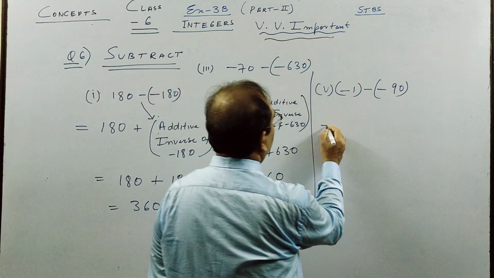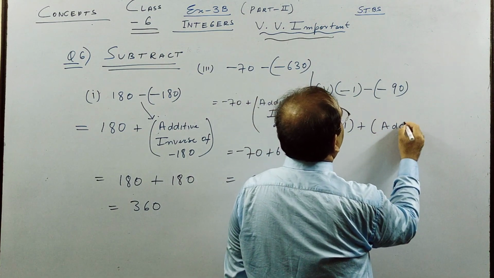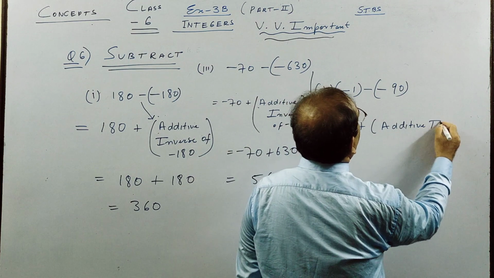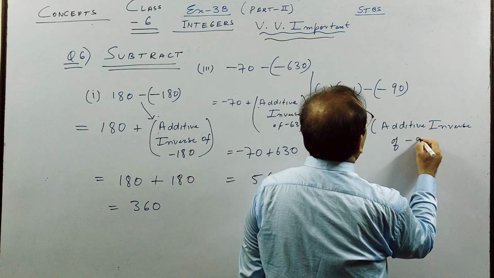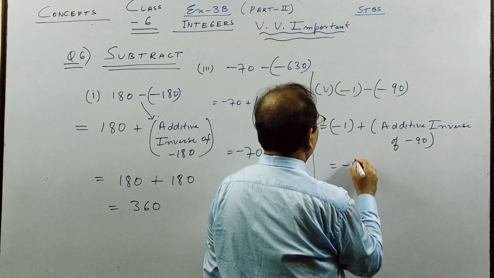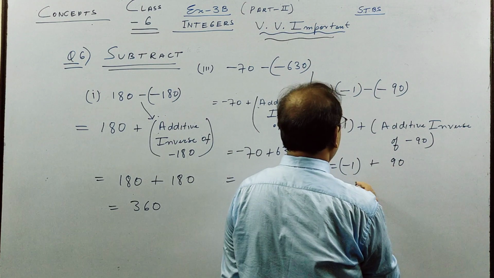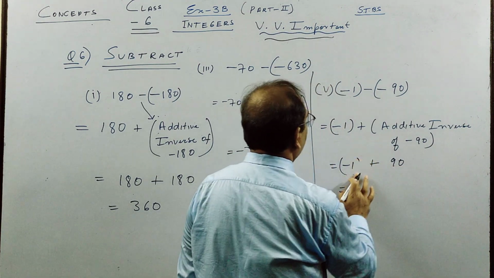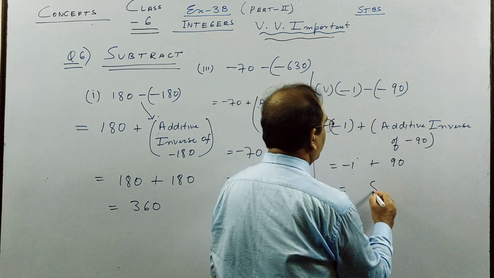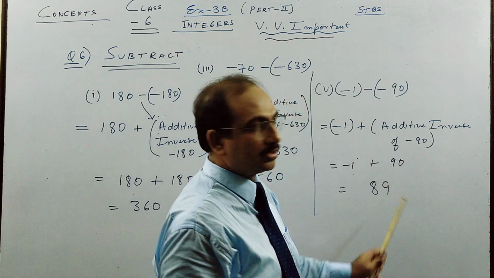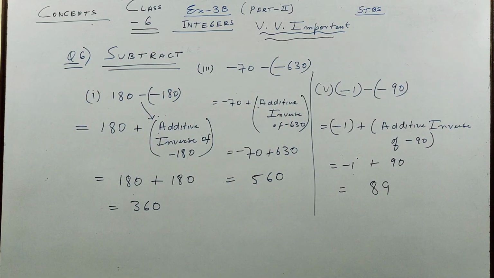So last one, minus 1 plus additive inverse of minus 90, this is plus 90. So here you may remove the bracket, 1 plus 1 minus, subtract the smaller from the larger, 90 minus 1 is 89, and put the sign of the larger.